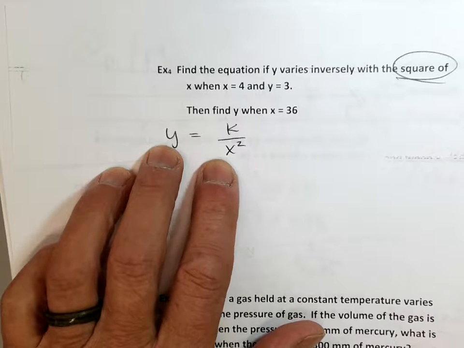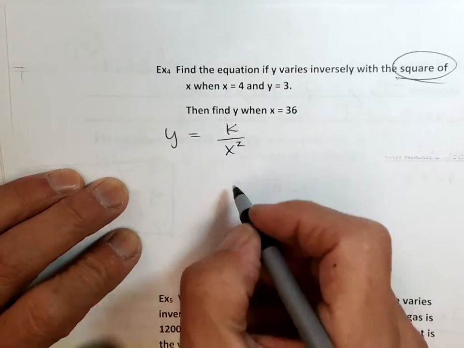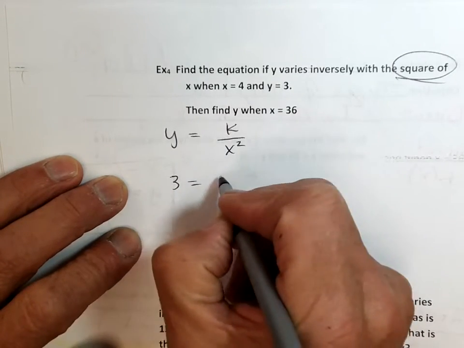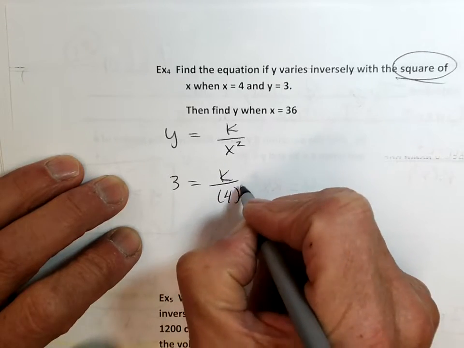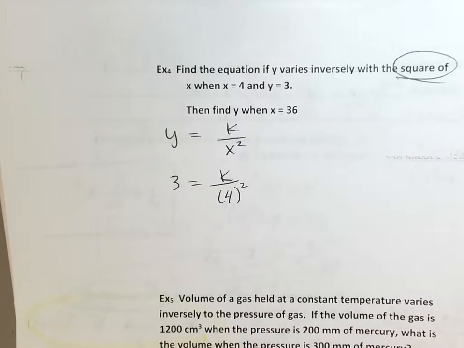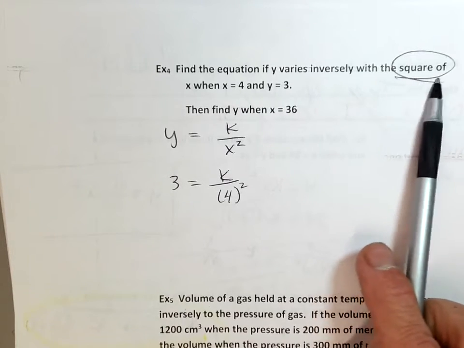48? 48, yeah. 16 times 3 is 48. You get 48 for k? Okay, so now I'm going to go 3 equals k over 4 squared. And you know why it's x squared, Landon? See the word square of? Oh, okay. Yeah.